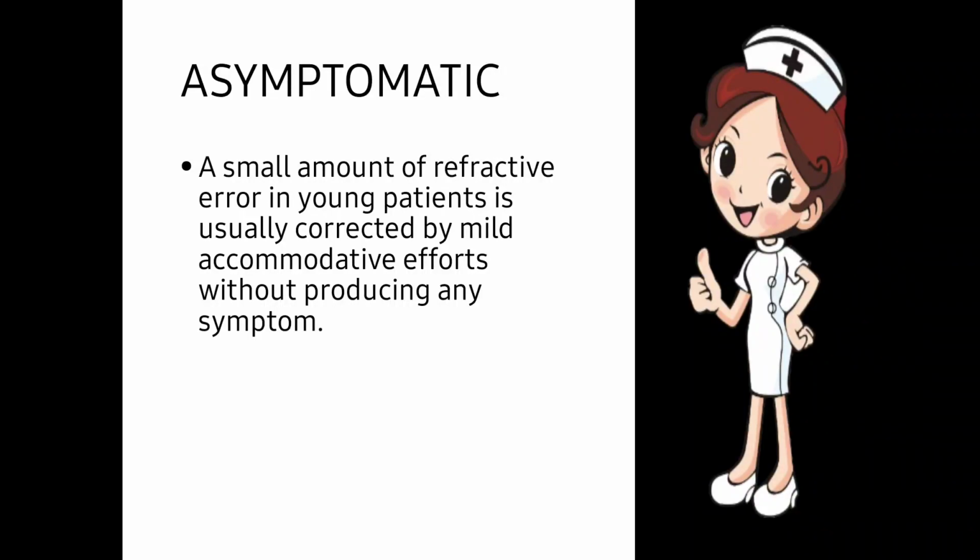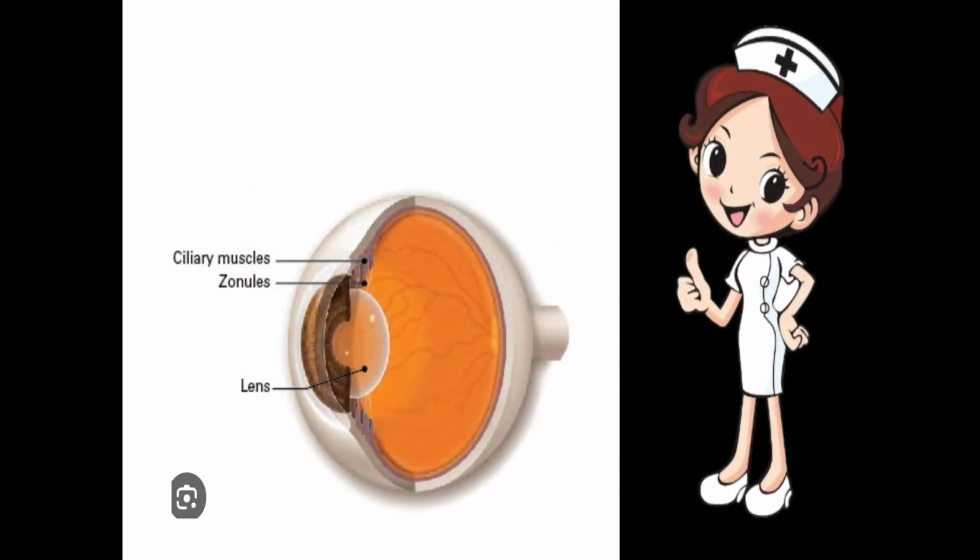So let's see what the asymptomatic type is. Asymptomatic means without any kind of symptom. In this case, a small amount of refractive error in a young patient is usually corrected by mild accommodative efforts, producing no symptom. A small amount of refractive error, of 0.25 or 0.5 only, is corrected by using the accommodative efforts.